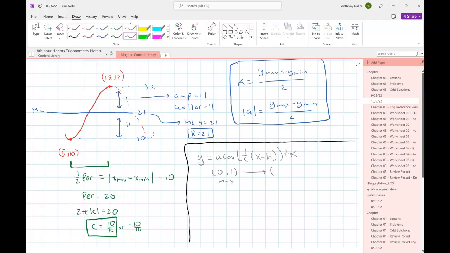So I'm going to pick 0, 1, which was my maximum. And I'm going to match that up with the maximum that I'm given. Since these are both maxima, what can I say about A? It's positive. And since the x-coordinate for my parent function is 0, I can say that the x-coordinate for my resultant function is h. And there's everything that I need.